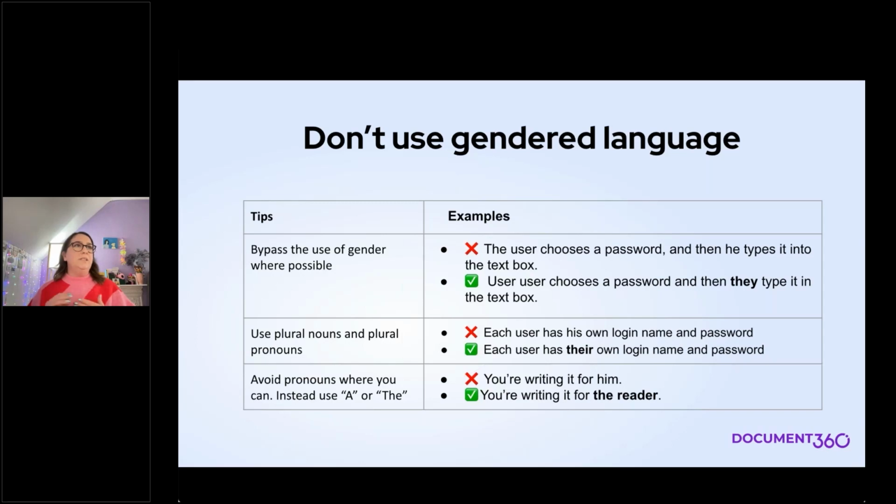And again, avoid pronouns where you can completely. And in some instances, it might be easier to actually repeat the noun, and that sometimes can make your writing a bit more clear for what you're doing there. And you can use a and the in those instances too.